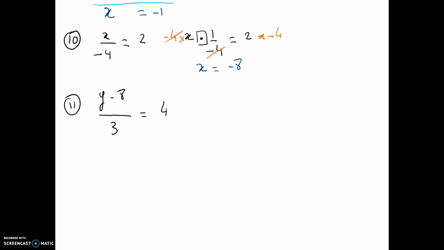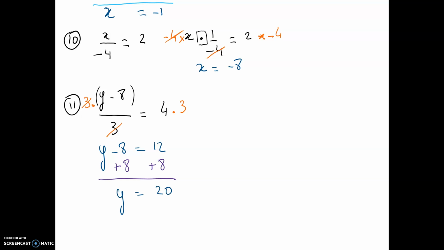The first thing you are going to do is multiply by 3. When you multiply by 3, you know that 3 divided by 3 will be equal to 1, so the 3 disappears. But if you multiply by 3 on the left side, you need to multiply by 3 on the right side. So now you end up with y minus 8 equals 12. And in order for you to have y standing by itself, now you need to get rid of the negative 8 by adding plus 8 to both sides. And now you end up with y equals 20.